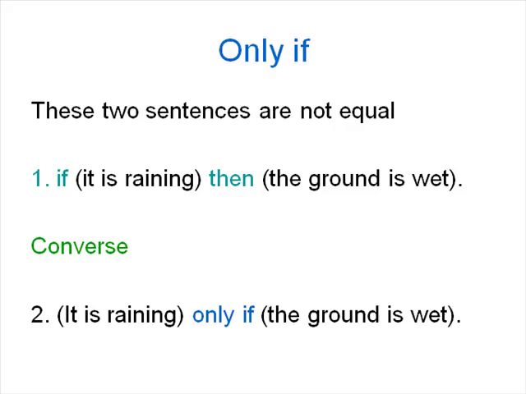And the other one is a converse. These two sentences are not equal. If it is raining, then the ground is wet. And the converse is it is raining only if the ground is wet. So they are not equivalent, and that's why they are known as converse. This is arrow going from left to right, and this is going from right to left.